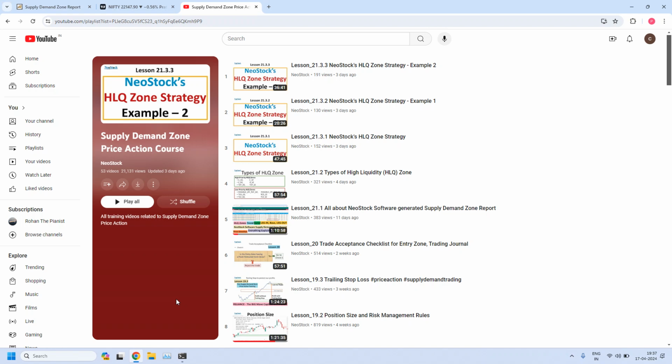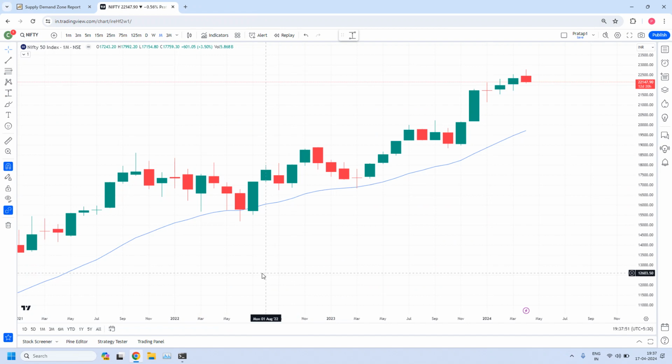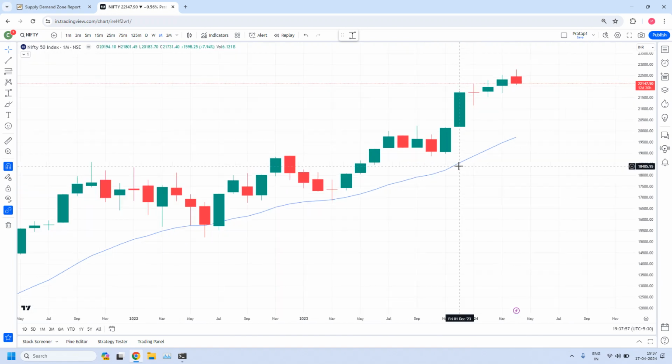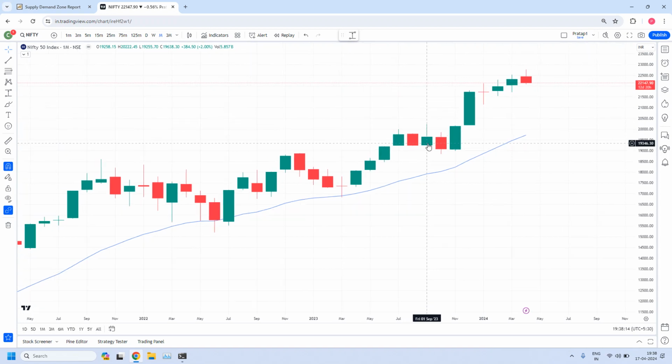Now let's get into the analysis of Nifty 50 based on NeoStock software supply demand zone chain. So let's start our analysis with the monthly time frame. In the monthly we have a leg-in candle, a medium size candle, and then we have base candles. This is a leg candle, but again it comes part of the base, and we have a very good leg out candle. So this is the way we can draw the monthly zone.